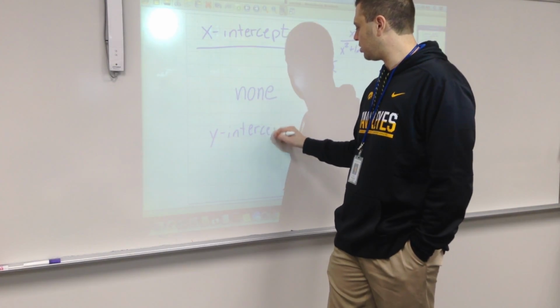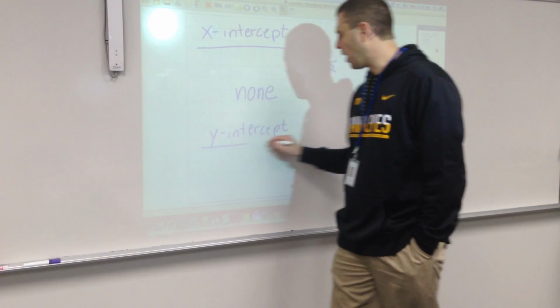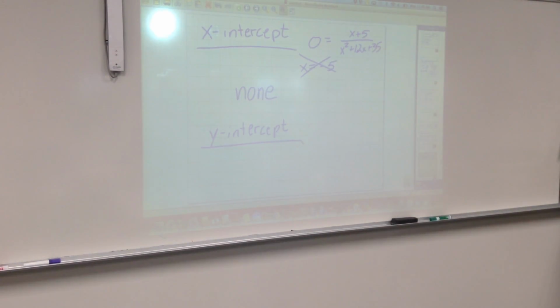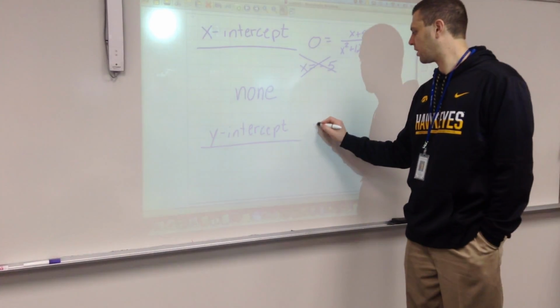Y-intercepts are usually much easier. A y-intercept is where a graph crosses the y-axis. What is the x value? 0. So all you do is you plug in a 0 for x.